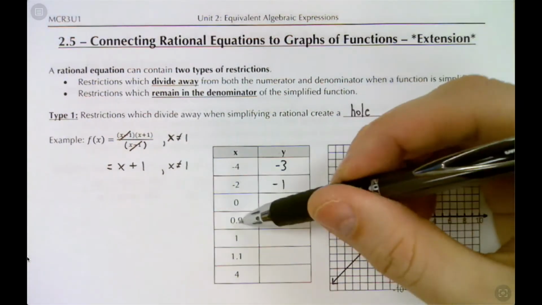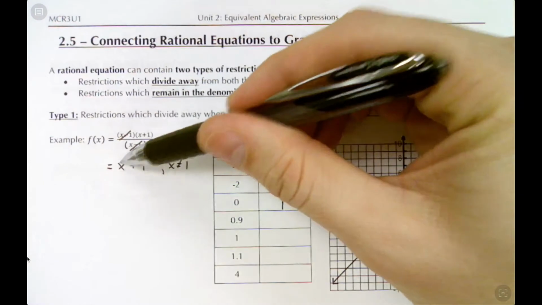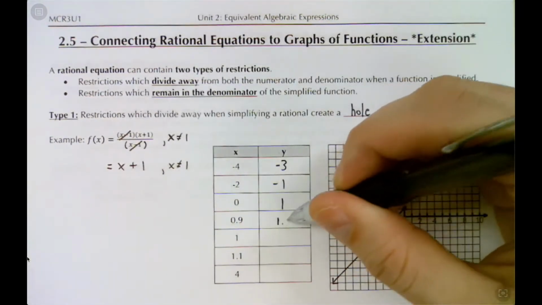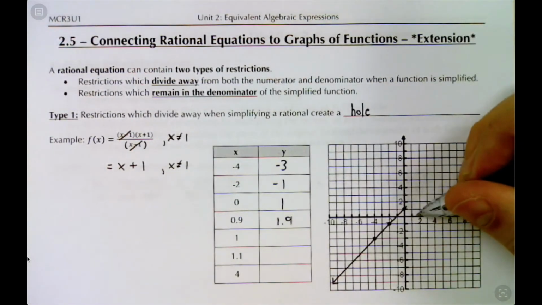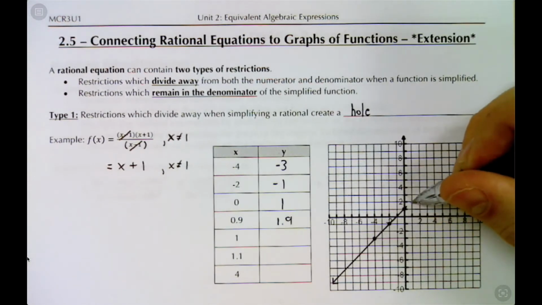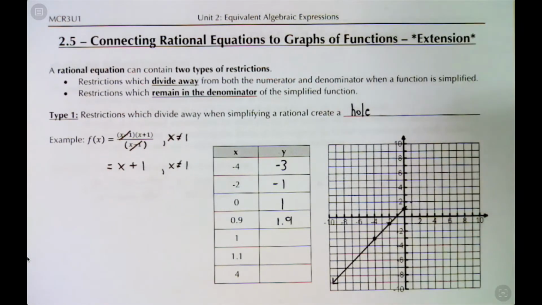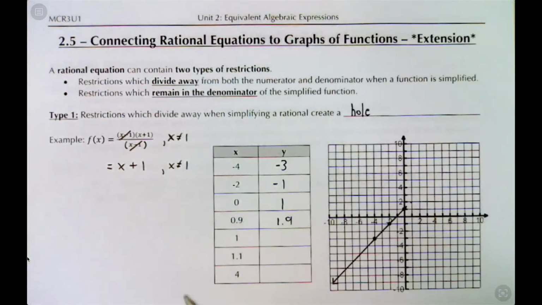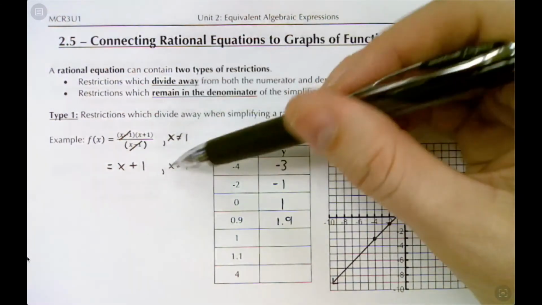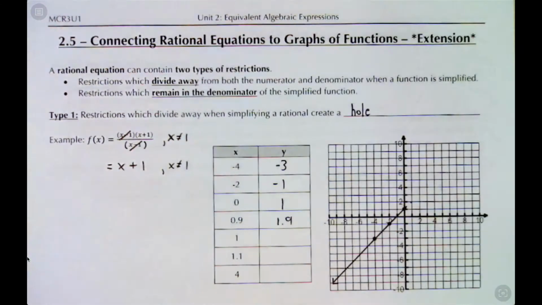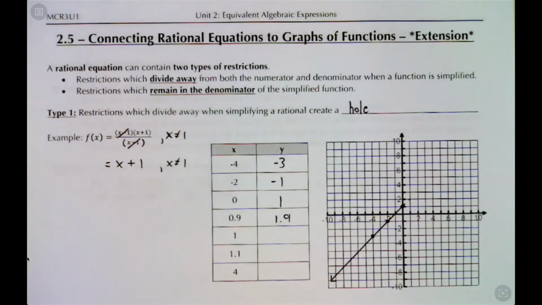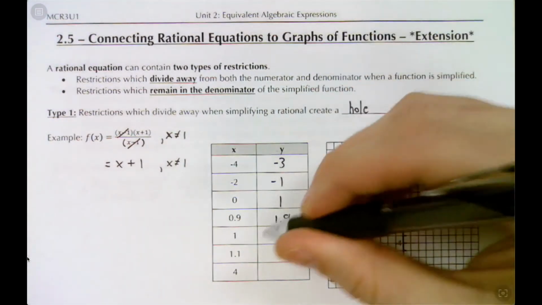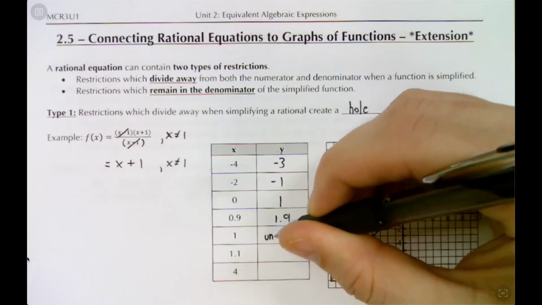If I plug in 0.9, 0.9 plus 1 is 1.9. 1.9 and 0.9, well, that's just before 1 and before 2, so we get a point that's right there. That looks like it continues on the line. If I plug in 1, I get 2. However, x can't be 1. Restrictions are where the function's not defined because we can't use 1. So the answer to what we would get if we plugged in 1 is undefined.